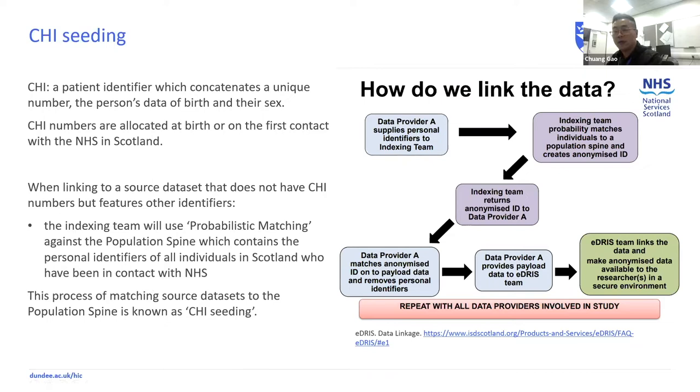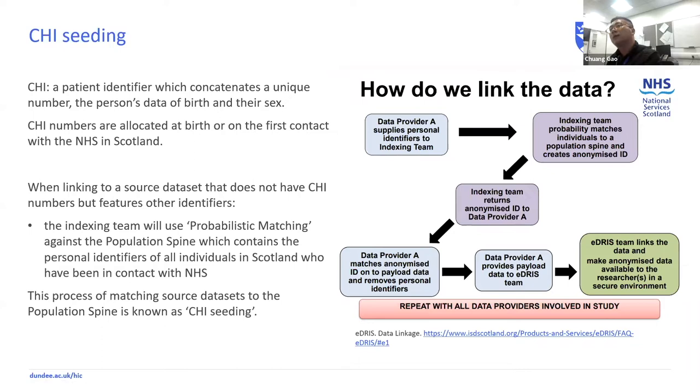In Scotland, we have mainly two teams providing national level Chi seeding. The first one is the National Records of Scotland indexing team, and the second one is the Public Health Scotland Chi linkage team, which is also called Chile. So when a research project's data only requires NHS data, then the indexing or the Chi seeding will be carried out by Chile only.